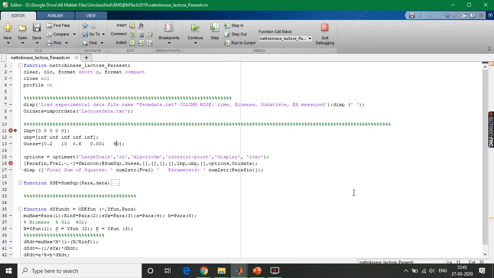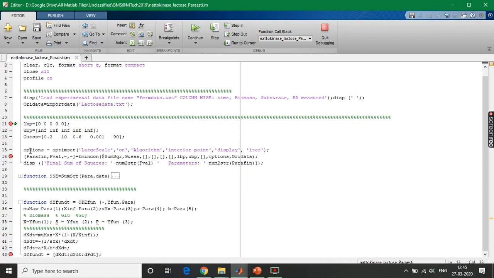Of course this guess value should be taken little bit cautiously, maybe from some other paper, from other experiments, what is the expected values. It should not be very random, otherwise the solution may not be really feasible sometime. So anyway, if you know some approximate value, you should take reasonably correct values.